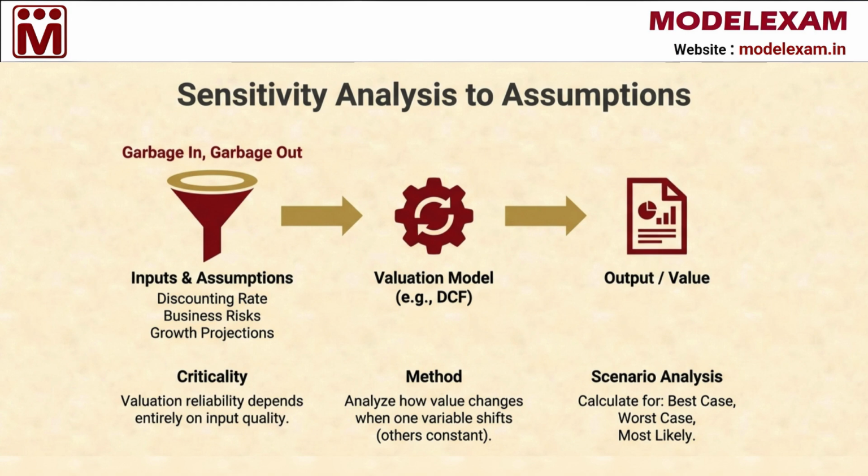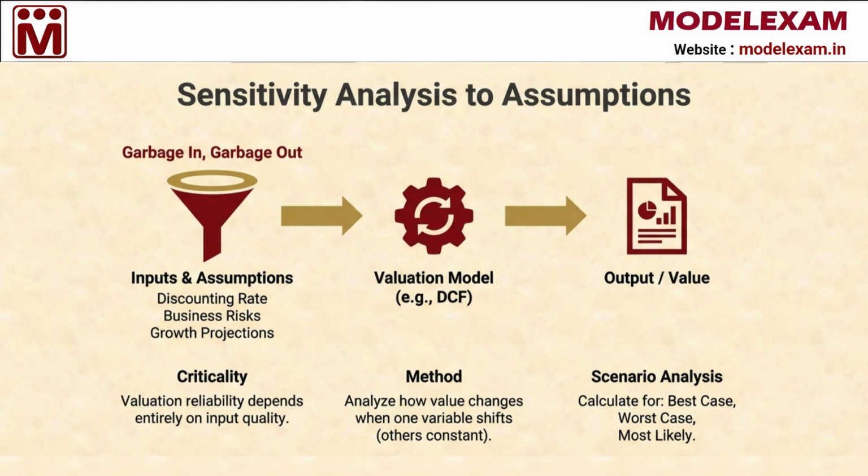You pour inputs and assumptions into the funnel, such as the discounting rate, business risks, or growth projections. The model processes this and you get an output, which is the value of the company. The problem is that if your inputs are poor, your output will be unreliable.